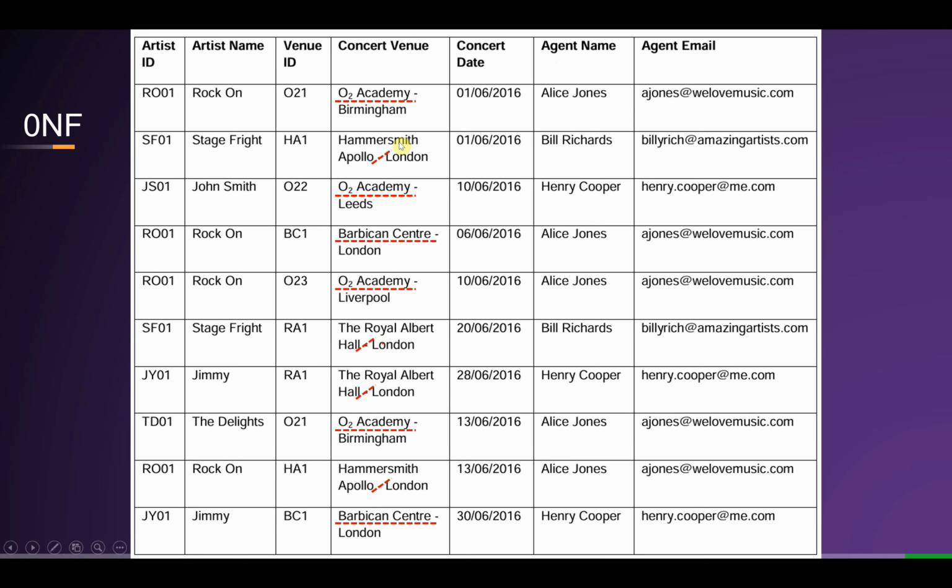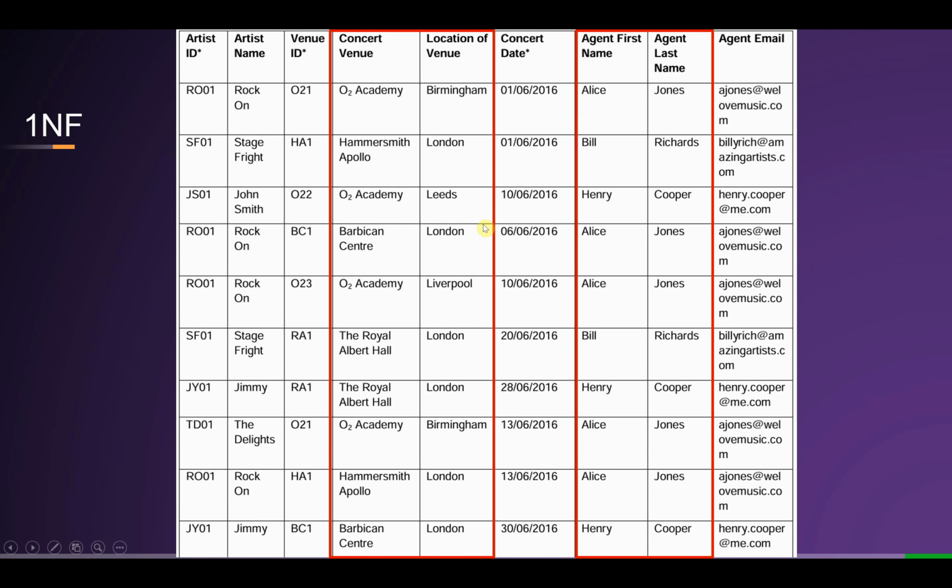As you can see, we're going to separate these and these as well. Okay, so it's going to become the first normalized form like this. You can see I got concert venue and concert location, and then first name and last name for the agent. That's the first normalized form. I have IDs for each of them, and there are no repeated fields, no repeated columns, and no repeated records. Each record is unique and each column as well is unique.